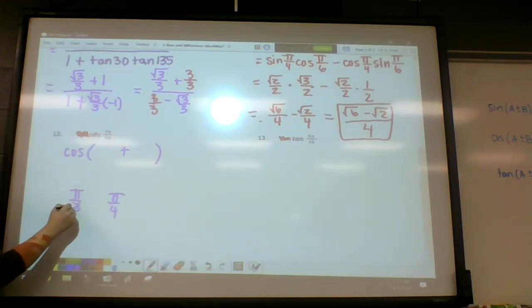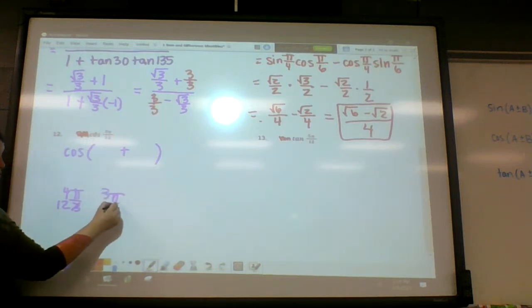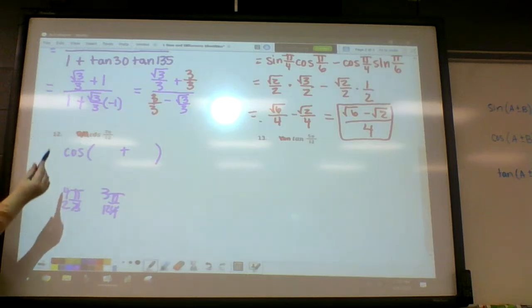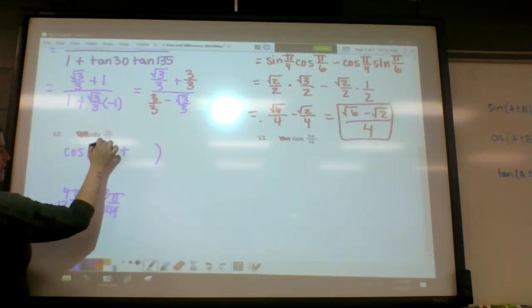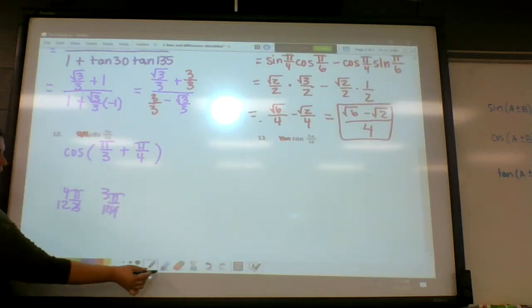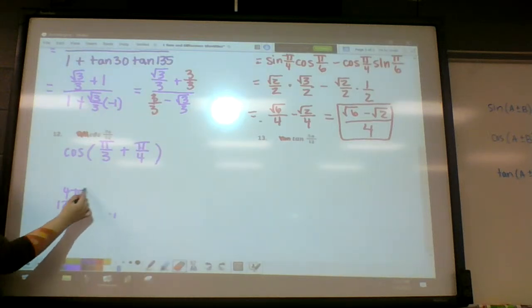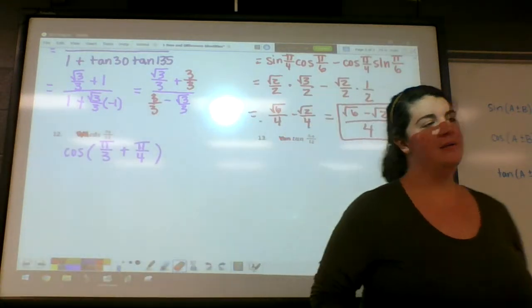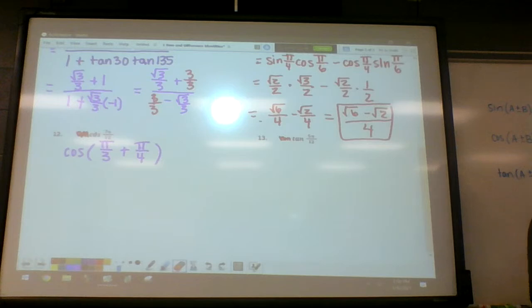Pi over 3, that's 4 pi over 12. Pi over 4, that's 3 pi over 12. And if you add them together, you'll get 7 pi over 12. So it is pi over 3 and pi over 4 being added together. And you can use your calculator to help you out with that too if you need. But it might be easier to just take a systematic approach: okay, this is over 12. Ooh, 7. 7's 3 and 4 together.